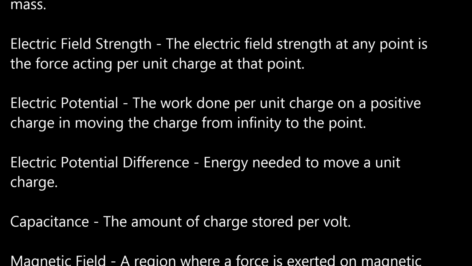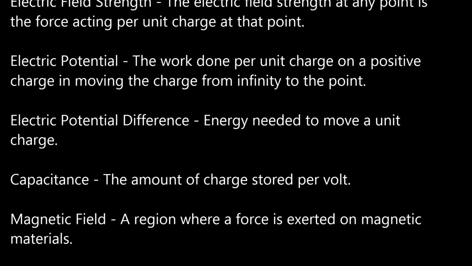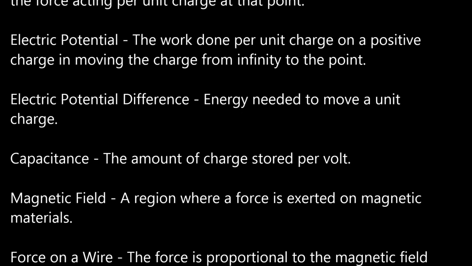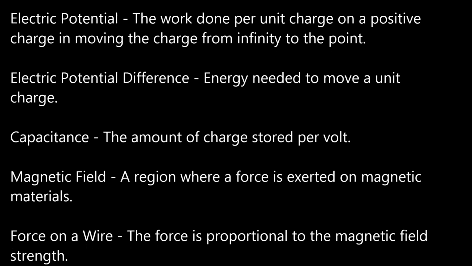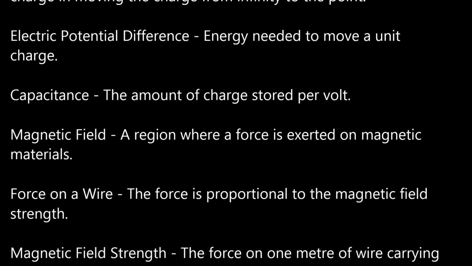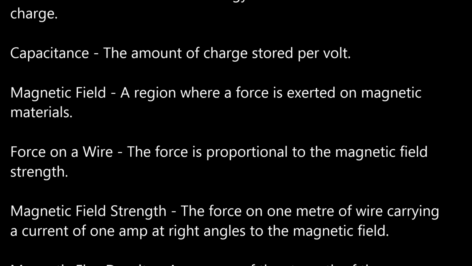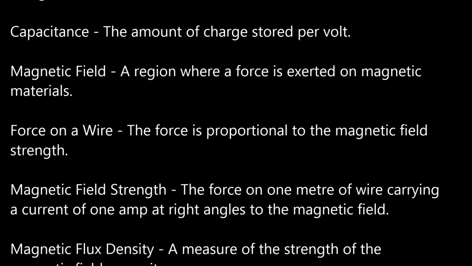Electric potential: the work done per unit charge on a positive charge in moving the charge from infinity to the point. Electric potential difference: energy needed to move a unit charge. Capacitance: the amount of charge stored per volt. Magnetic field: a region where a force is exerted on magnetic materials.